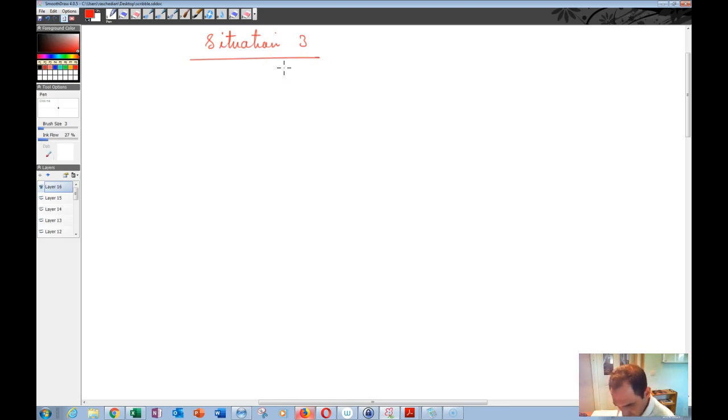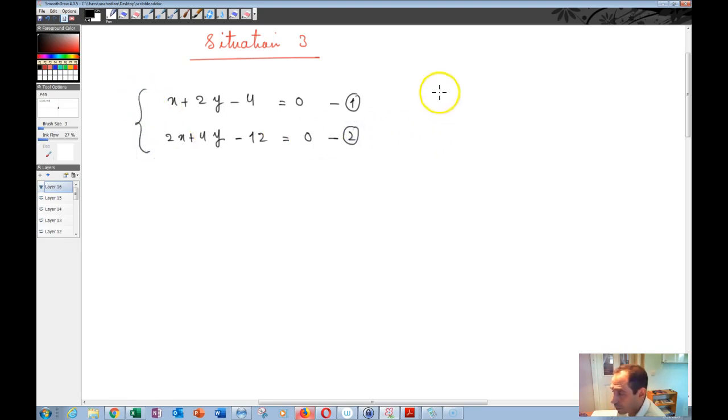So in situation number 3, you basically have two rails. Basically, you can imagine something like a railroad, related to a train or something, right? So basically, two rails have been represented by these two equations. So x plus 2y minus 4 is equal to 0, number 1, and 2x plus 4y minus 12 is equal to 0, number 2, and these are the equations of two rails.